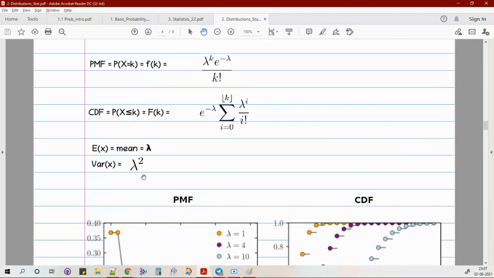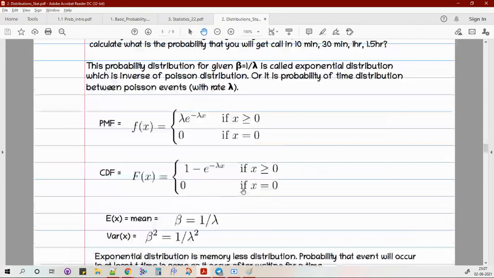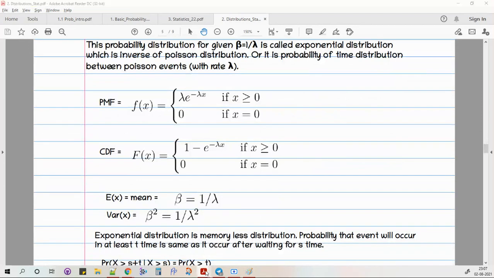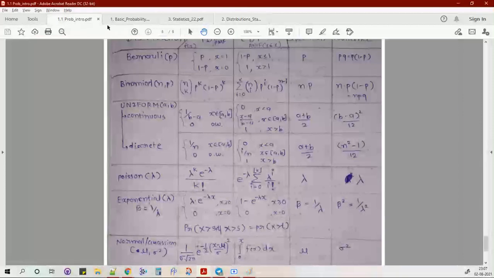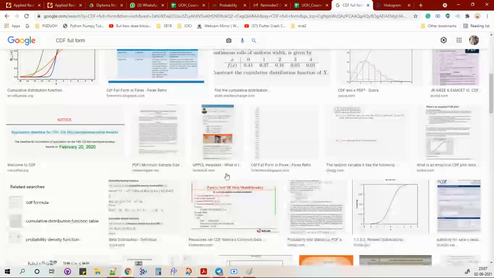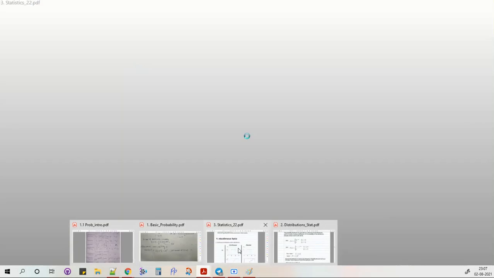Okay, so there is a typo here. It should be lambda here. And for this exponential distribution, the variance is beta square or beta. I need to confirm, but I guess it's beta square only. Yes, otherwise I would have changed it here. Okay, let's take the next distribution then.